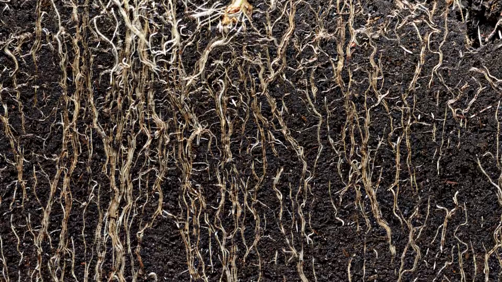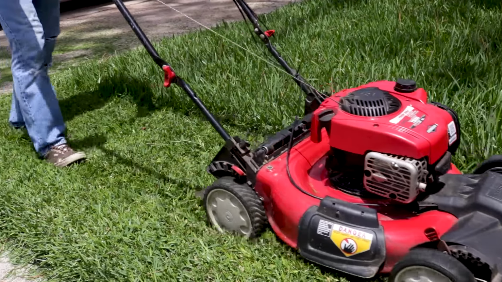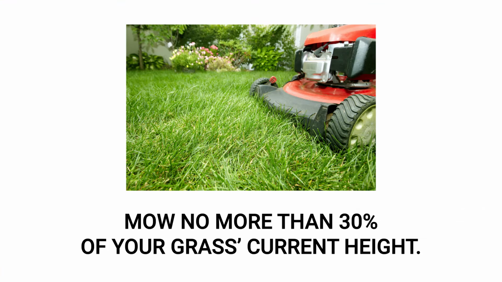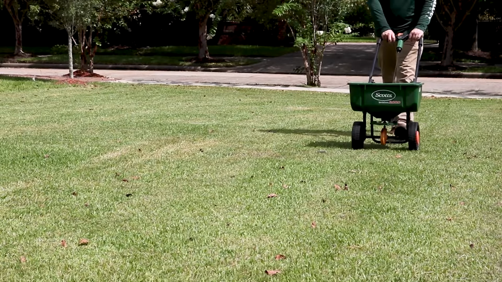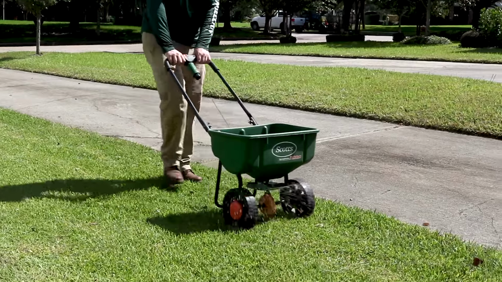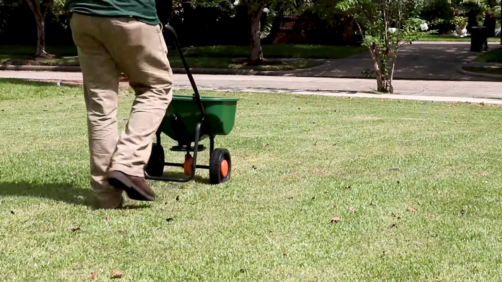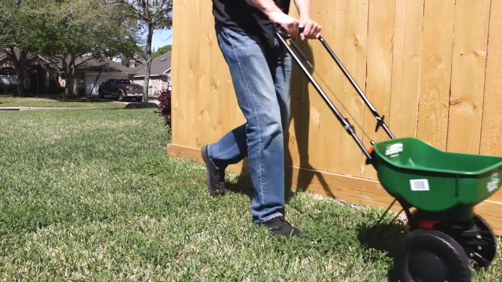Be sure to stick to a proper mowing schedule to reduce thatch. Your grass should be 3 to 4 inches in height, and mowing should remove no more than 30% of the grass's current height. You typically mow once a week during your grass's growing season. Make sure you don't over-fertilize your lawn. Excessive fertilizer will not only encourage thatch formation, it will also encourage the development of lawn disease. If you find it necessary to fertilize your lawn, try using a slow-release fertilizer to reduce risk.